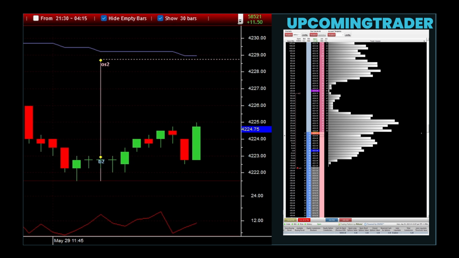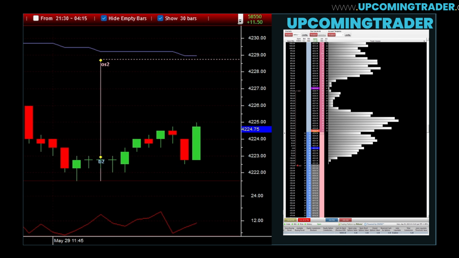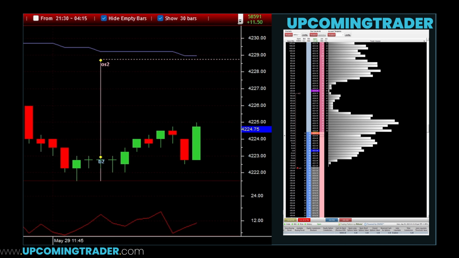Remember to use the net volume indicator in conjunction with other technical tools, such as price action and support and resistance levels, to build a more robust trading strategy. Finally, practice is key. Spend time analyzing live charts and experimenting with different strategies to refine your skills.